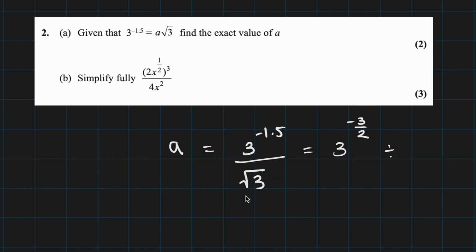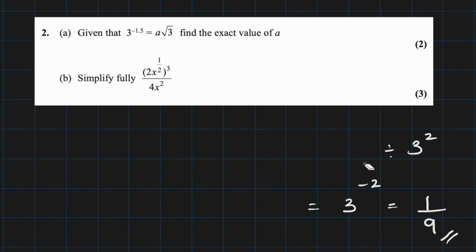Divided by root 3. How can I write this as a power? Maybe now I can subtract the powers and I can find the answer. So minus 3 over 2 minus half is going to be minus 2. And with that, I've solved my question. It's 1 over 9. Let's try part B now.